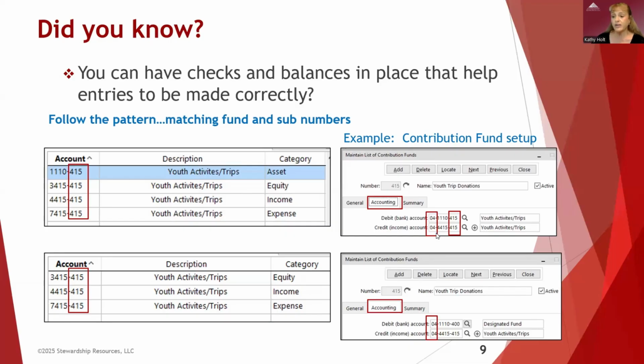Now, since we have subbed out the bank in this example, you want to make sure you match your banking and your income, the subs match. Now, my second example, we haven't subbed out the bank for youth activities, which is fine. But over here, even though we're not matching the subs here, we have our banking, but we are matching the funds, 04 to 04. So you're going to follow that through any entry you make. You're going to have that check and balance for every single entry you make in PowerChurch.